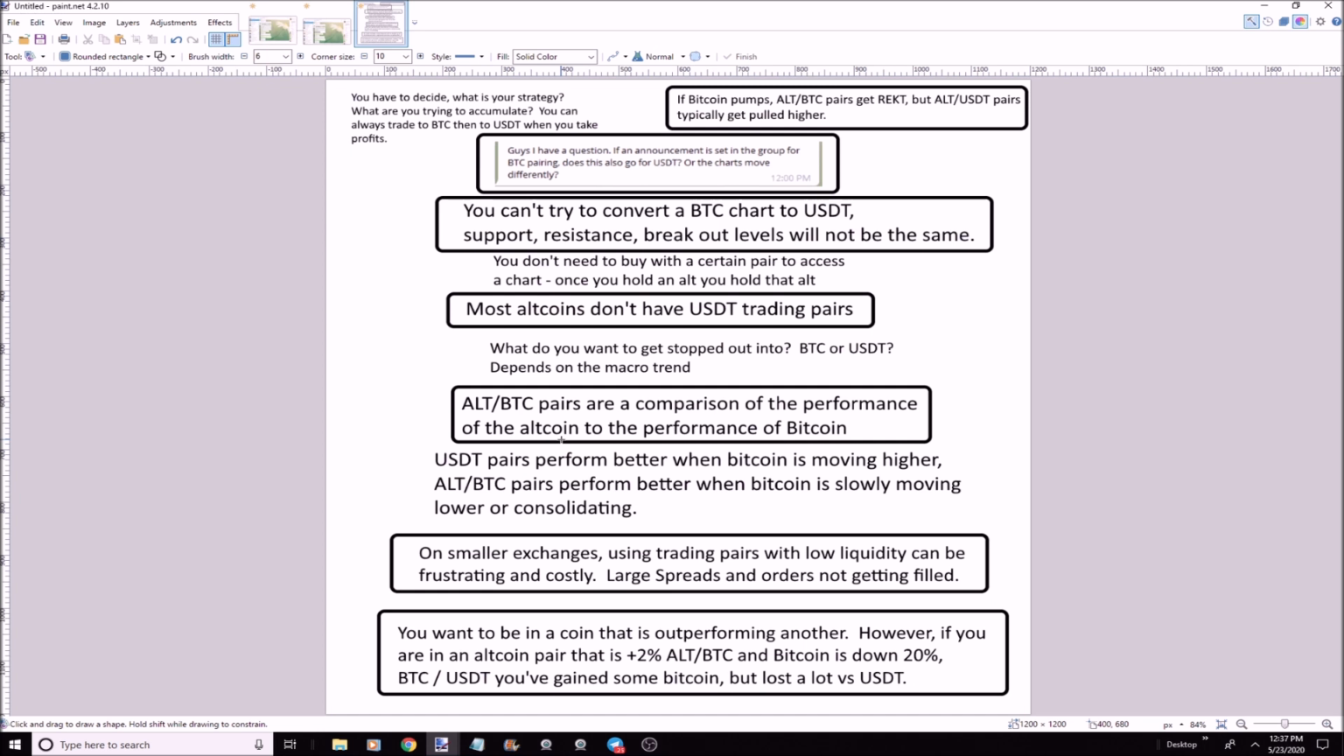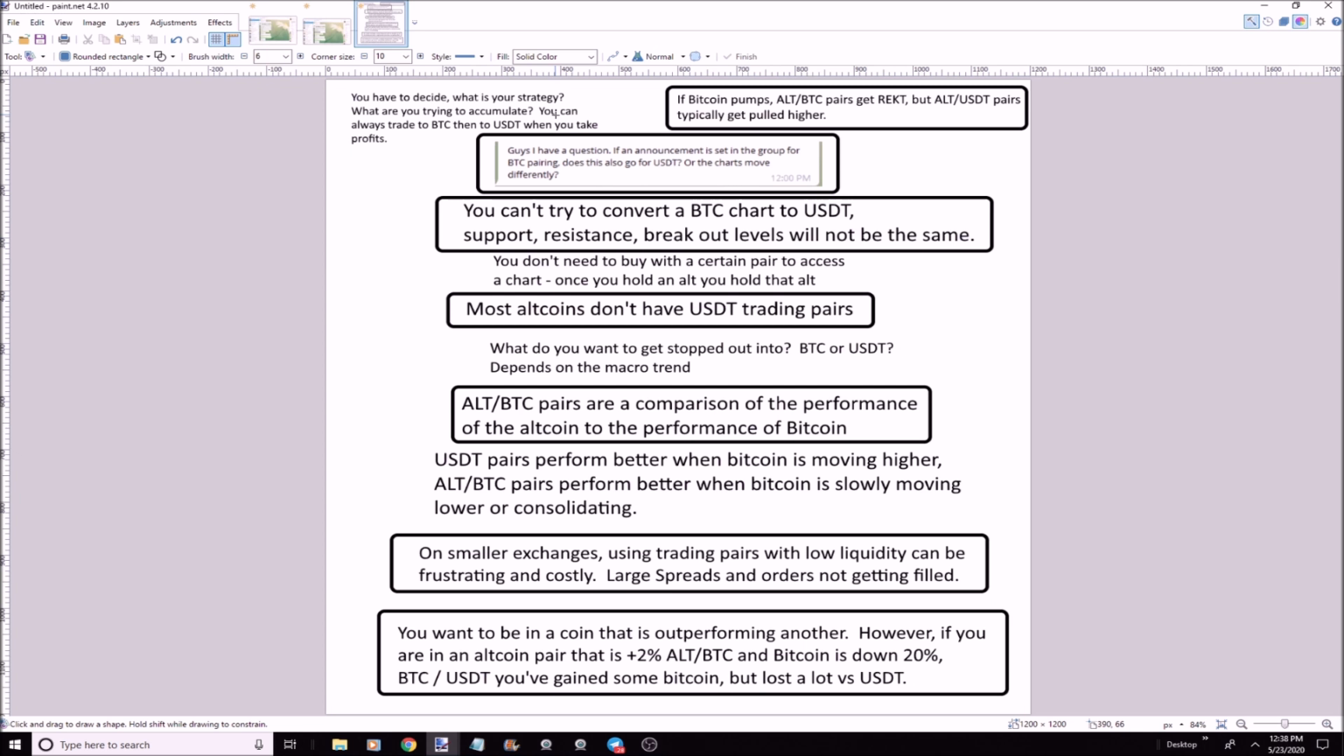You're going to get stopped out. If you're in an alt BTC pair, you're going to get stopped out to Bitcoin. If you're in an alt USDT pair, you're going to get stopped out to USDT. USDT pairs have advantages, as when you get stopped out, you're in a stable coin. And so all these ideas fall back to, you have to decide what your strategy is, what you're trying to accumulate.